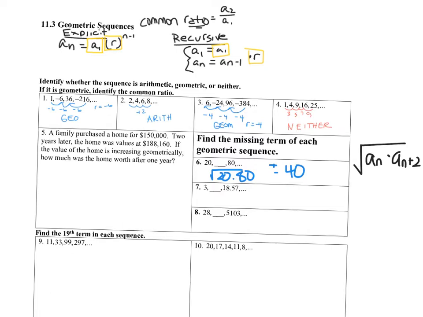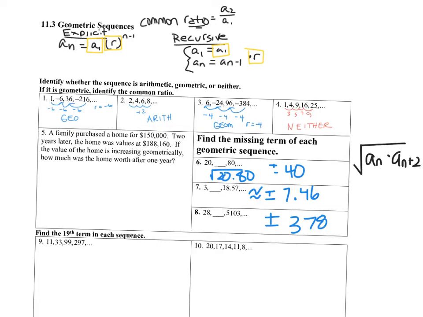For number 7, I'm going to do the same thing. I'm going to take the square root of 3 times 18.57. And I have to round, so it's approximately plus or minus 7.46. And number 8, I can't tell if the r is negative or positive, so it's going to be 28 times 5103, and then take the square root of that. So it's plus or minus 378.